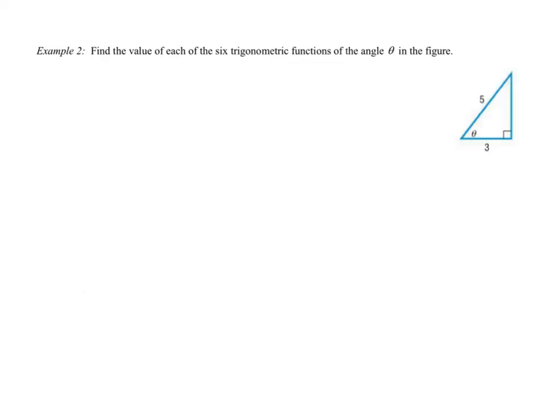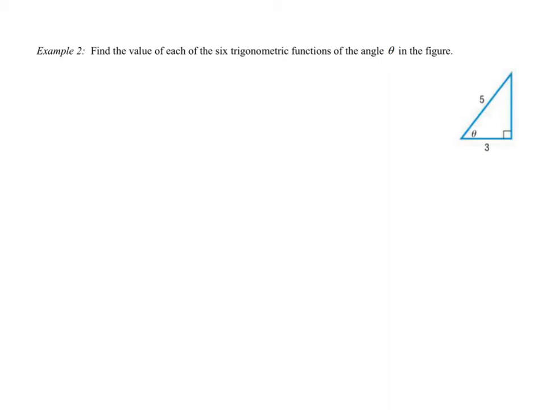Okay, we're now going to go into finding the value of each of the 6 trigonometric functions that we've talked about of an angle theta given in a triangle. So if you see here, we have our triangle. Theta is right here. We are given that this side is 3 and that the hypotenuse is 5, and we are not given this side of the triangle.